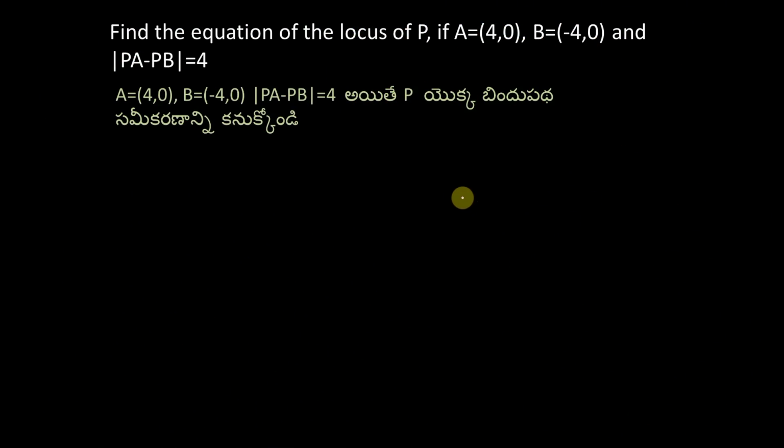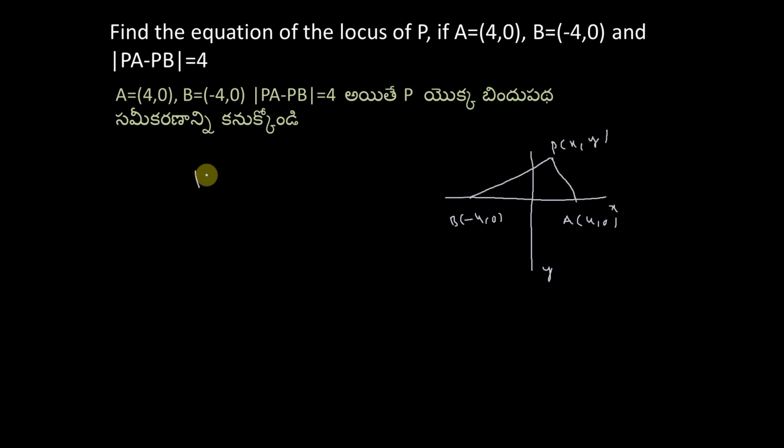A is 4 comma 0 and B is minus 4 comma 0. This is the x axis, this is the y axis, this is the point A 4 comma 0, this is the point B minus 4 comma 0. Now P is the point which moves such that PA minus PB. PA is the distance and PB is this. So here the given condition is given directly, PA minus PB is equal to how much? 4.